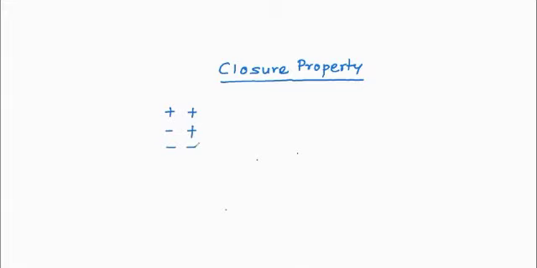Now, situation one, where both numbers are positive, is as good as the situation for whole numbers, and we know that whole numbers are closed under multiplication. So we will not look at situation one. Let's look at the remaining two situations.